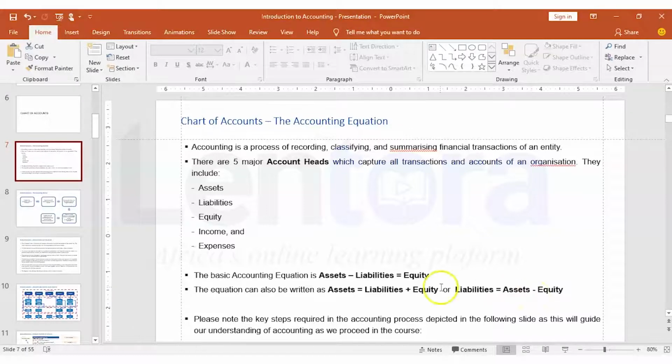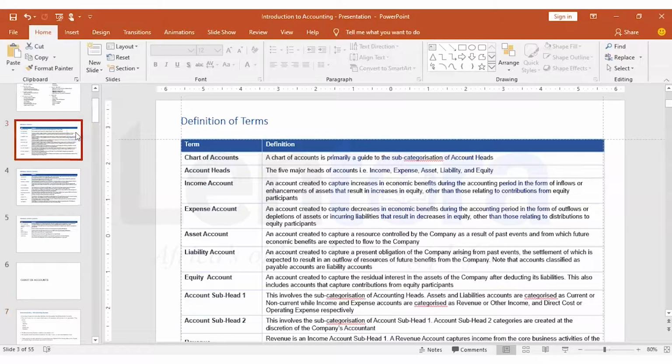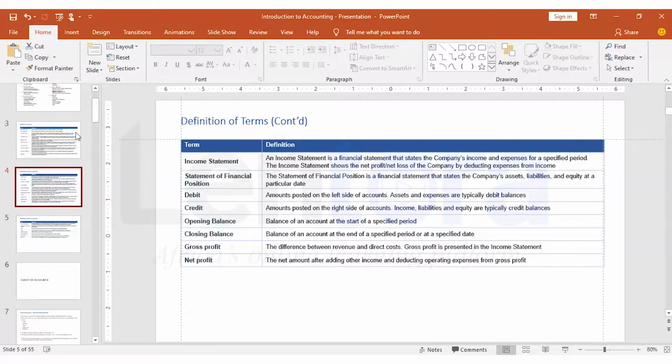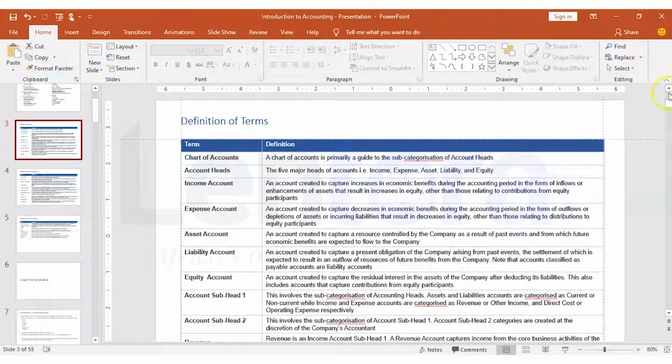And if anyone wants the definition of assets, we can go back to our definition of terms here. So you see, an asset account is an account created to capture a resource controlled by the company or an entity as a result of past events and from which future economic benefits are expected to flow to the company. So an asset is a resource that the entity has control over, and something that the entity expects will yield returns in the future.